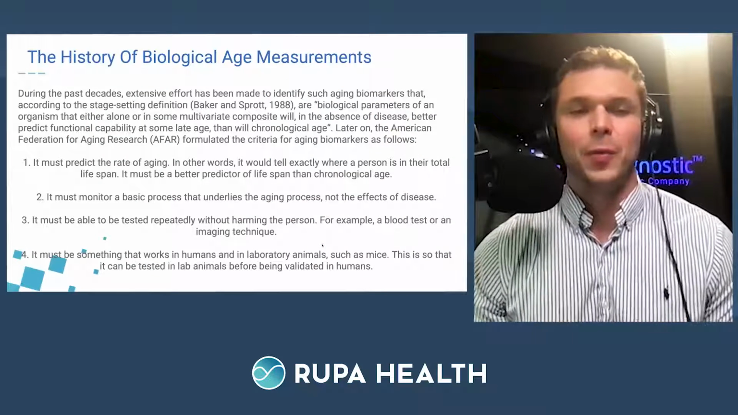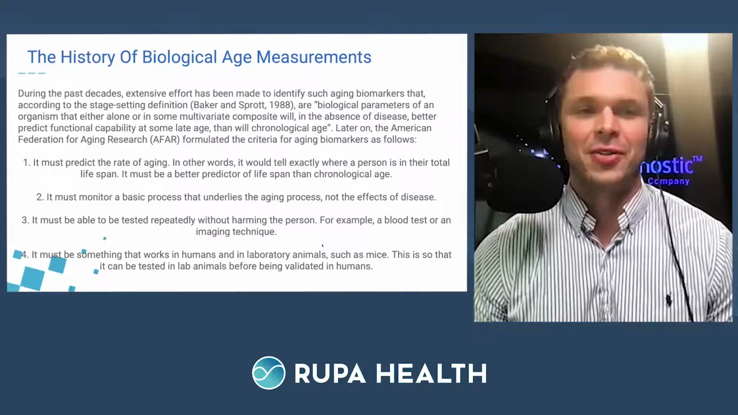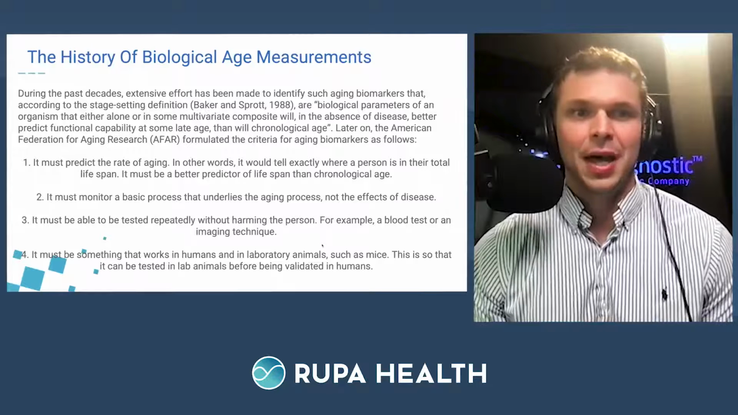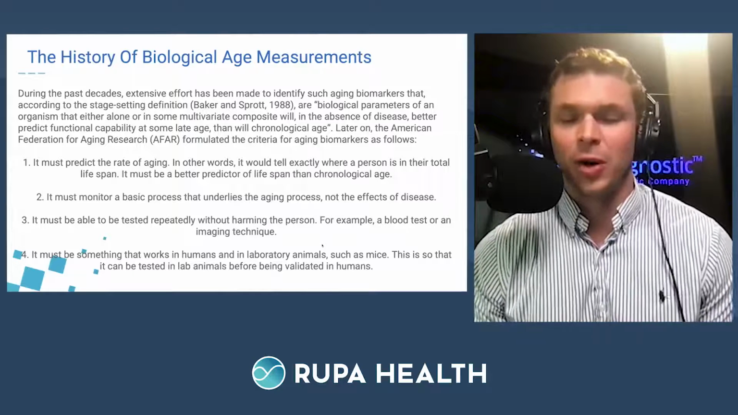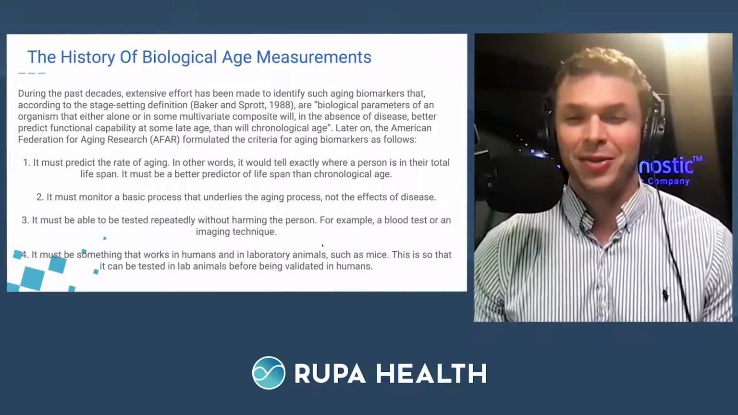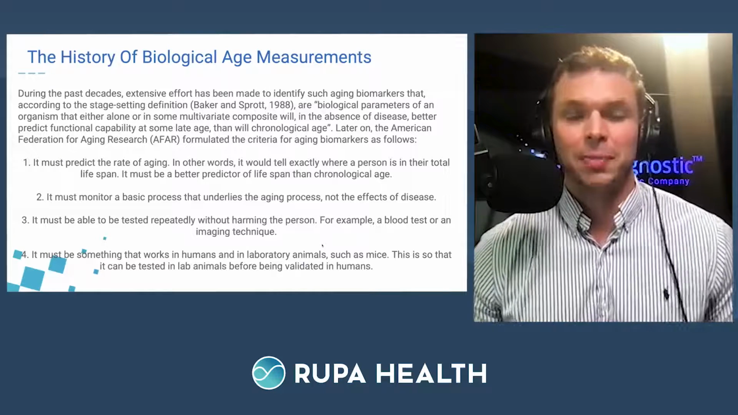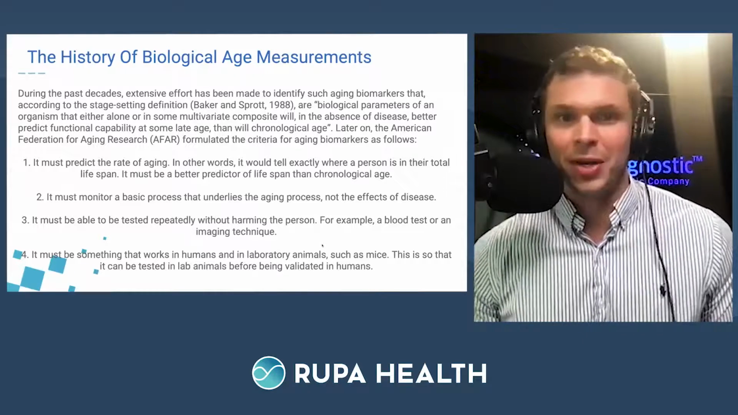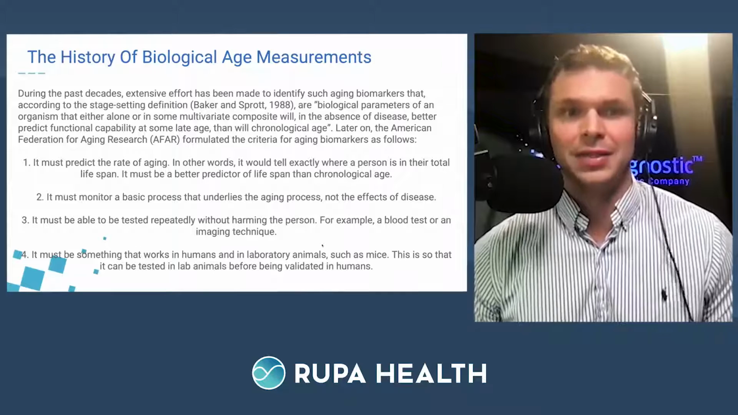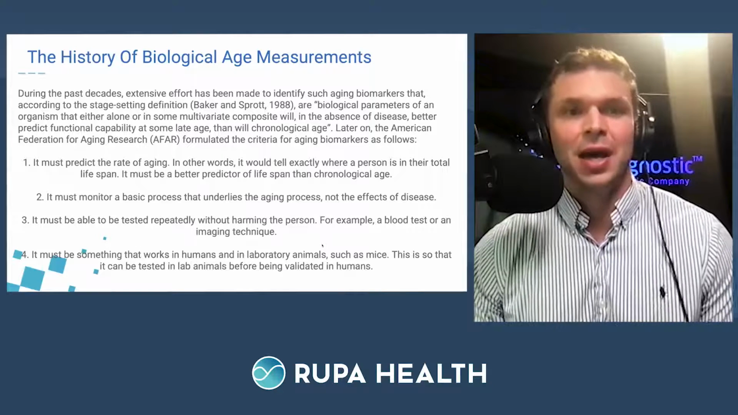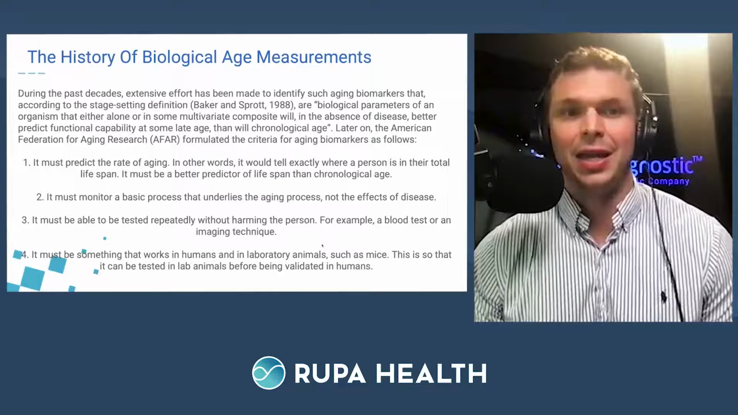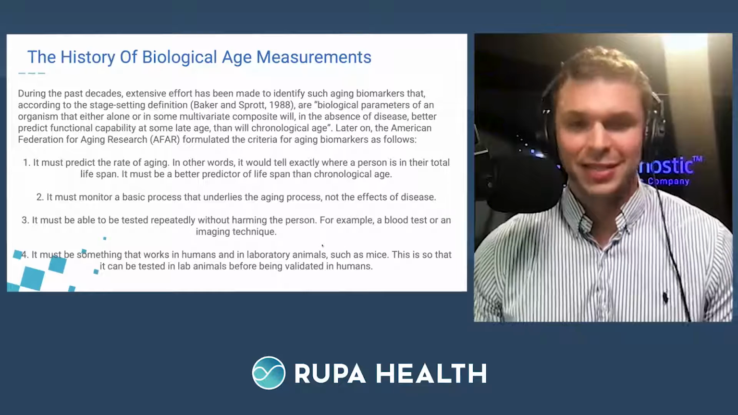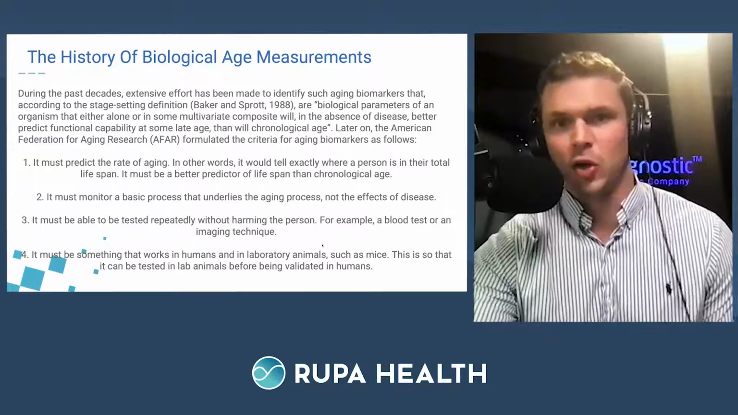The American Federation for Aging Research put out 4 criteria for measuring the biological aging process. It must be able to predict the rate of aging or tell where someone is along their lifespan, and it must predict that better than chronological age. It also must monitor a basic underlying process that underlies aging and be separate from disease. So we don't want to measure disease. We want to measure aging itself and separate those two, and that can be very hard sometimes. It must be able to be tested repeatedly, and it also must work and be similar across animal species so that we can do this testing in lab animals before validating in humans.